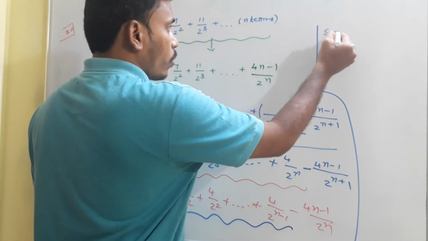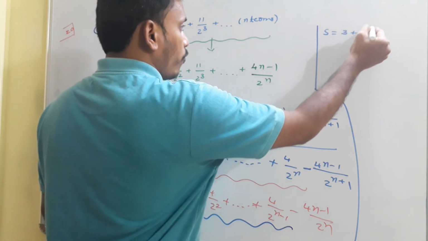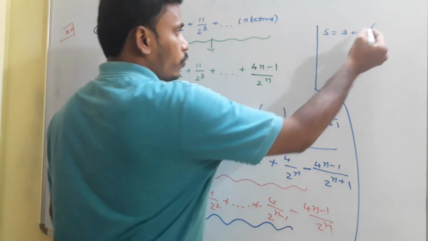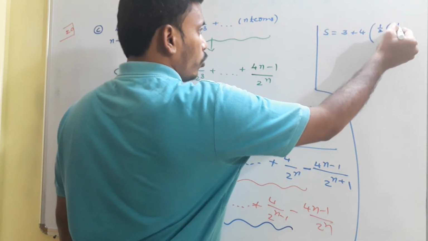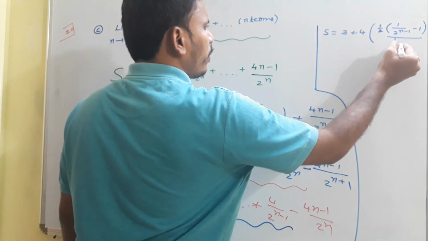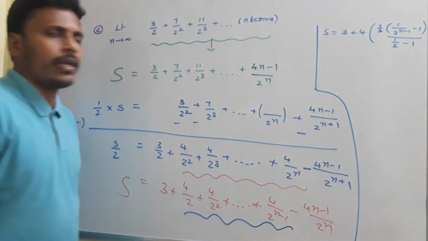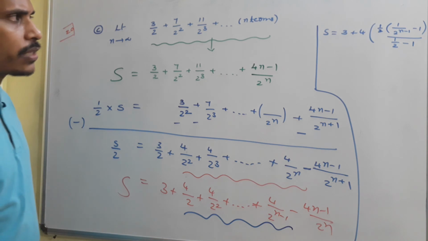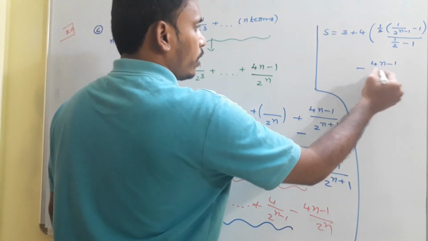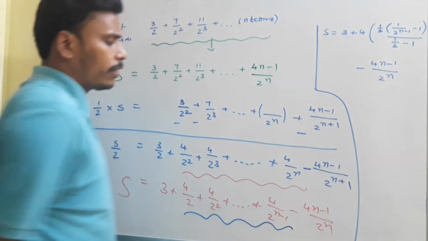So S is equal to 3 plus 4 into (1 by 2, 1 by 2 square and so on, 1 by 2 power n minus 1). That is the sum: first term 1 by 2 into (1 by 2 power n minus 1 minus 1) divided by (1 by 2 minus 1). That is a into (r power n minus 1) by (r minus 1), minus (4n minus 1) divided by 2 power n.